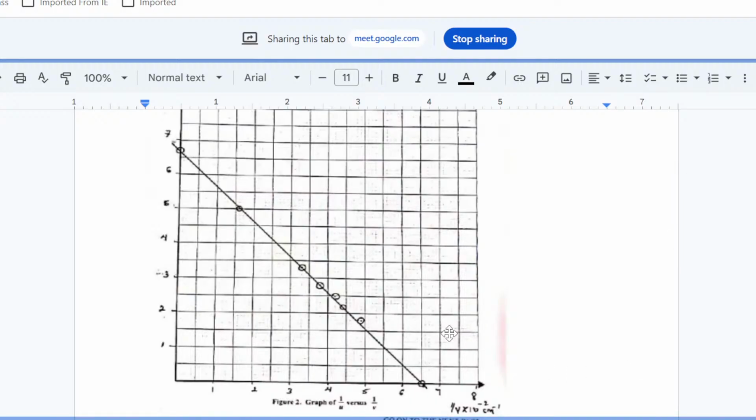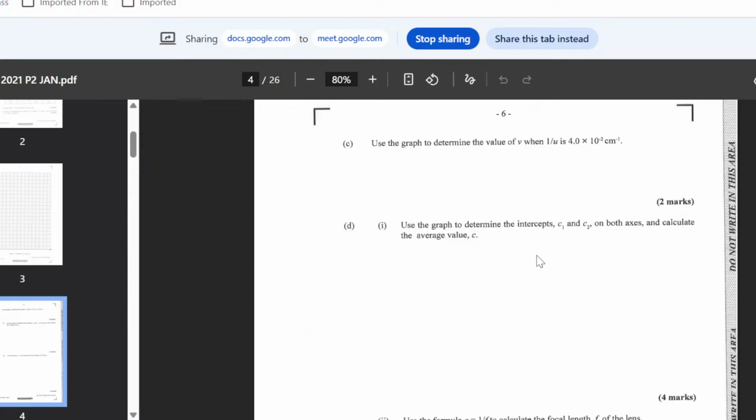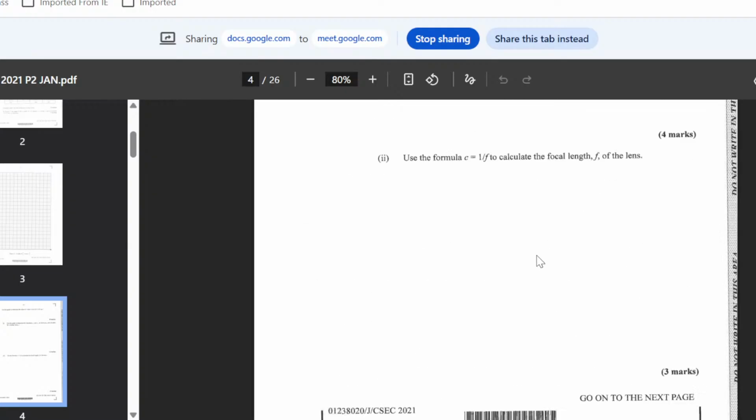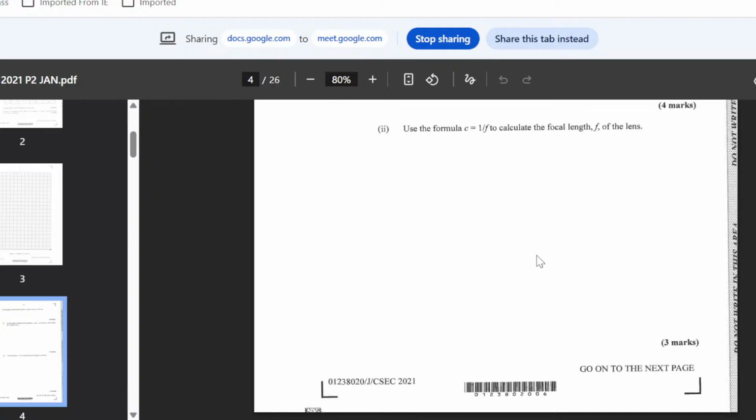Alright, what about the other axis? The other intercept, I should say. 6.5 times 10 to the minus 2. Alright, and you would have to average that. So 6.6. Alright, you'd have to average those. So our value for C.